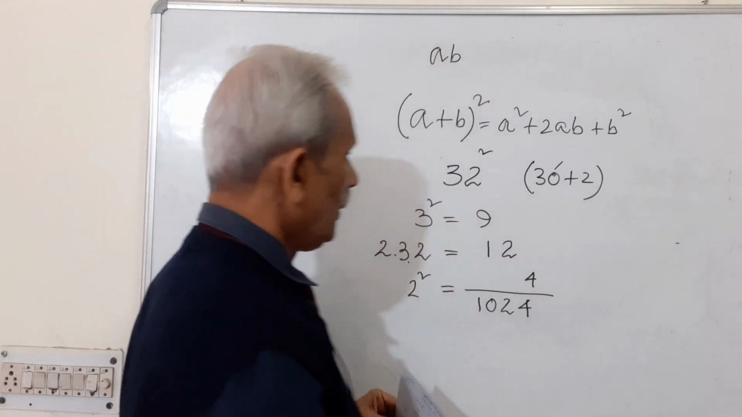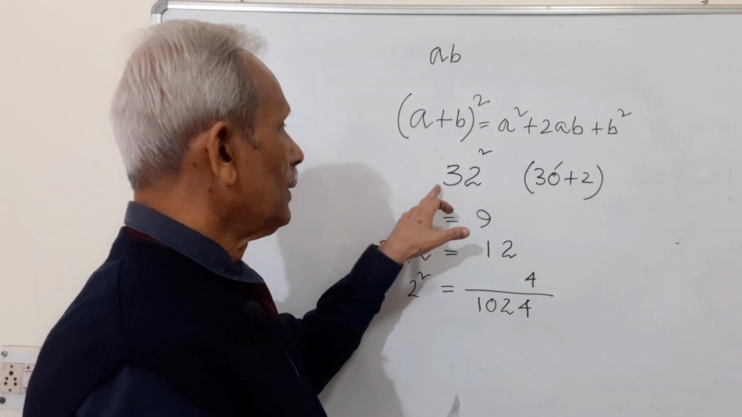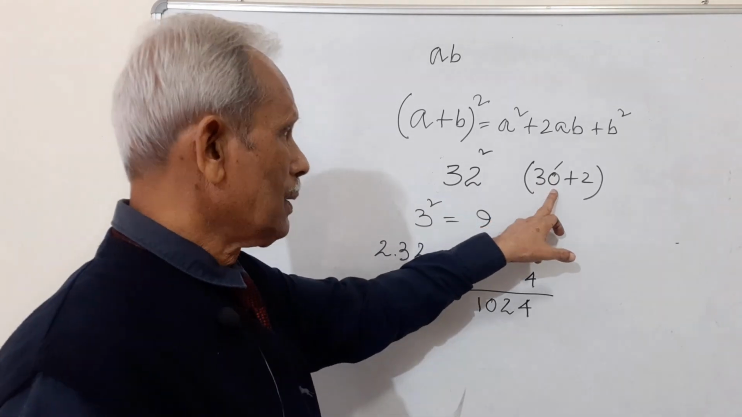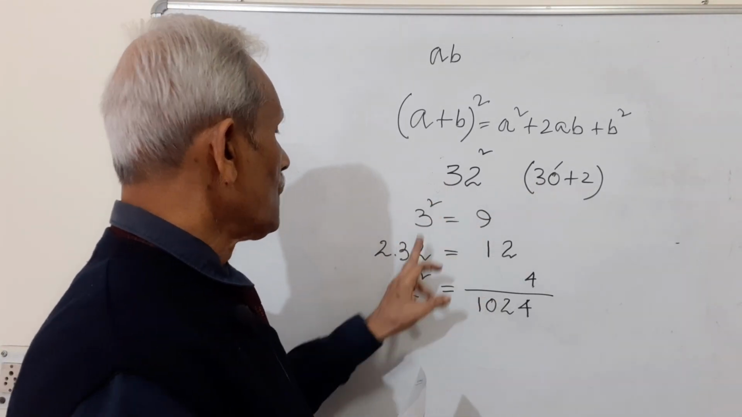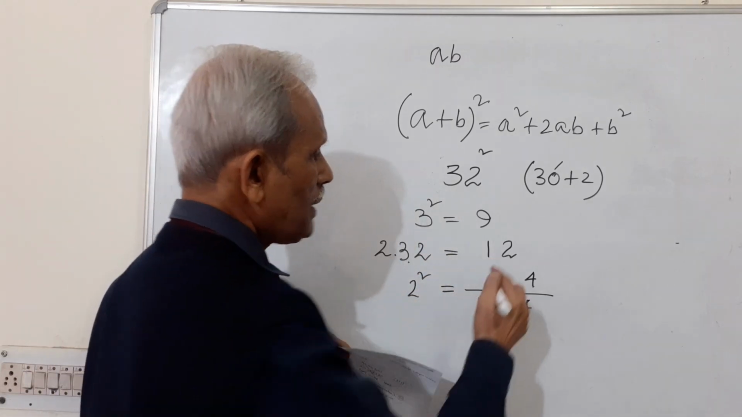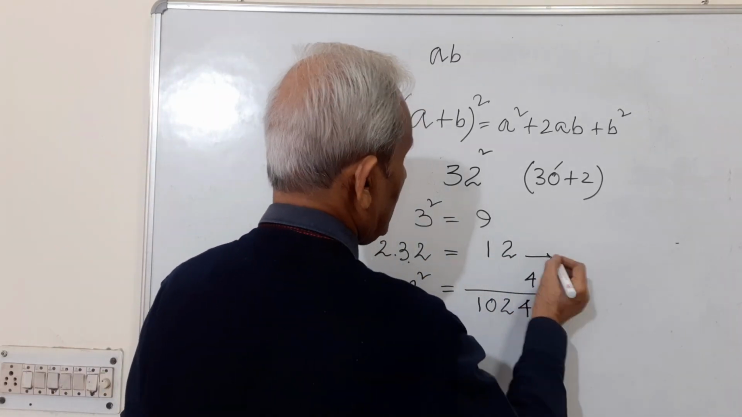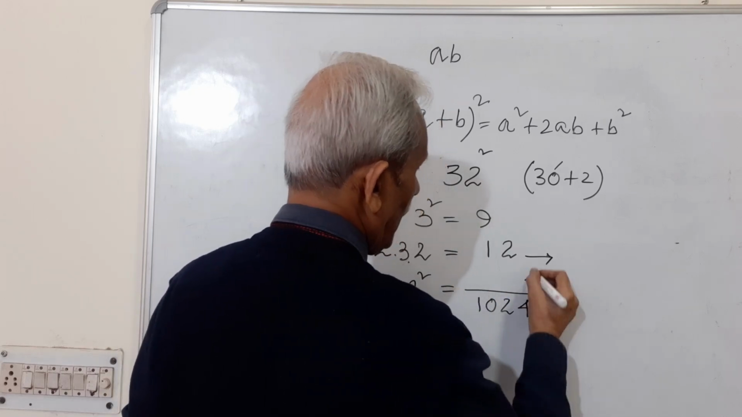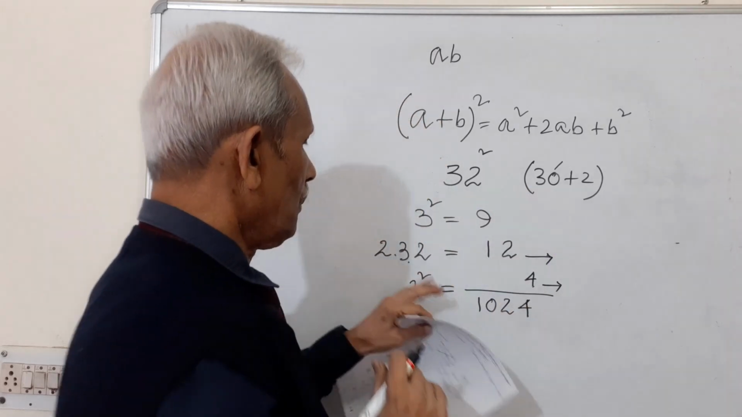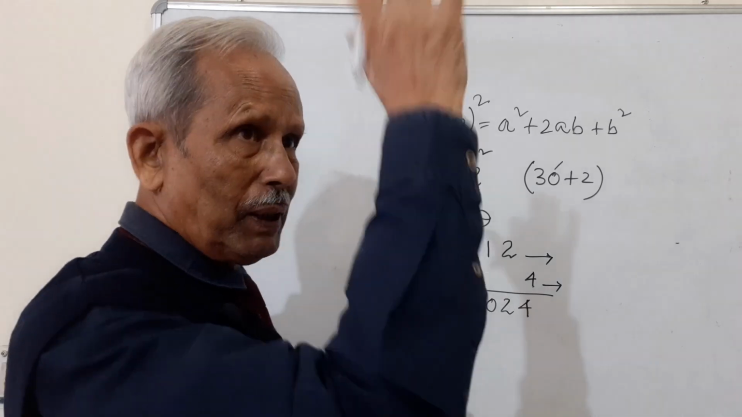Now let us do again what I have done. I am telling you 32 is 30 plus 2. So there is a 0. Now 3 square is 9 right here. 2 into 3 into 2 is 12. Shift by one space and write like this. And then 2 square is 4, shift by one space and you write 4 here. Then we just add these numbers: 1024. Later on you can mentally see it.